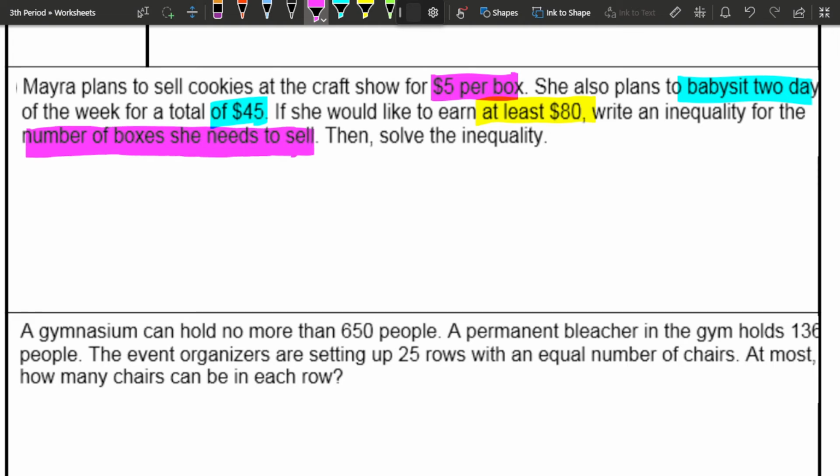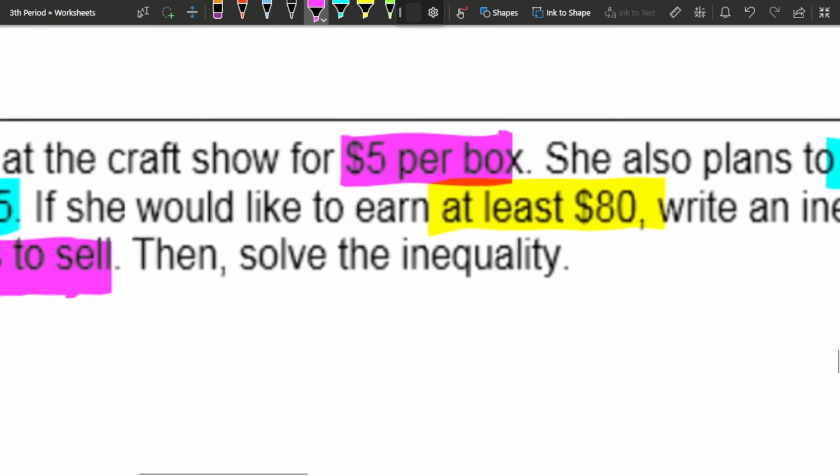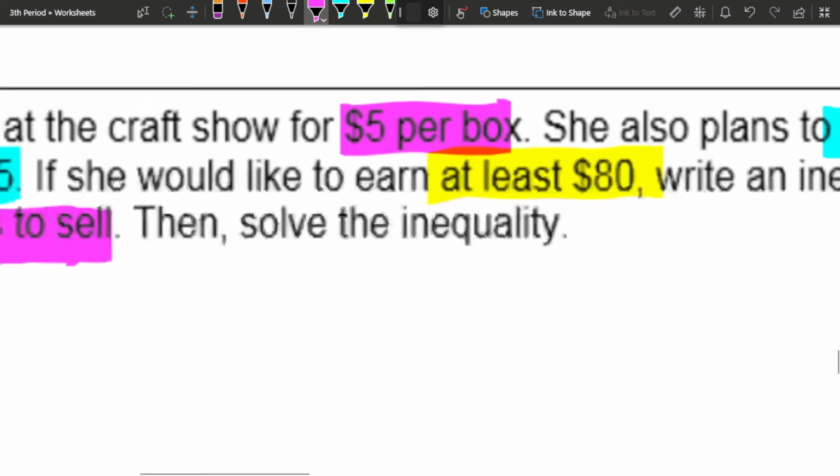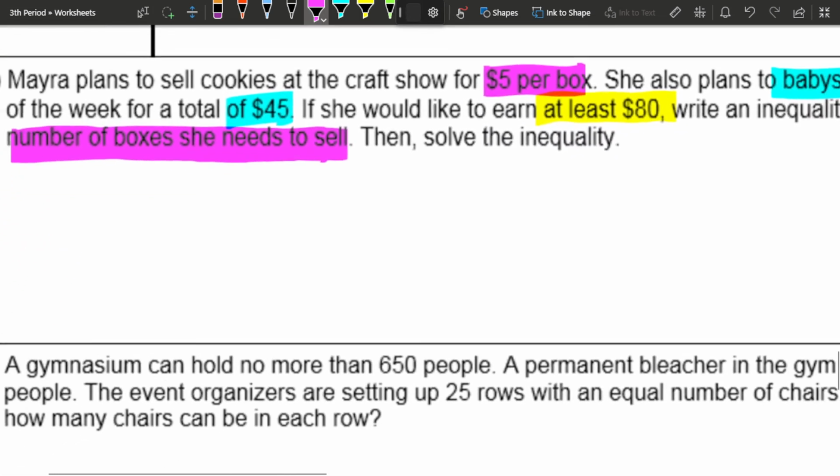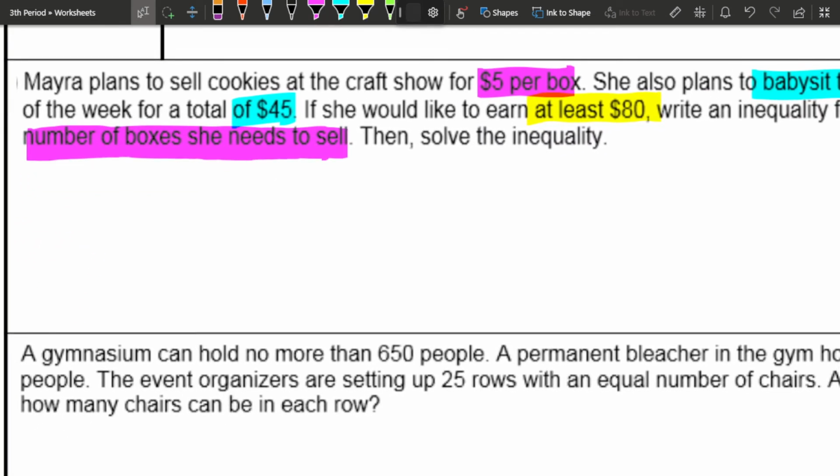The number of boxes that she needs to sell. Is boxes repeating somewhere in this word problem? What do we know about the boxes? They're $5 each. Remember, every time you have a word problem, look at what the question is asking you to find. In this case, we want to know how many boxes she needs to sell. So that's going to be my variable. Very good.